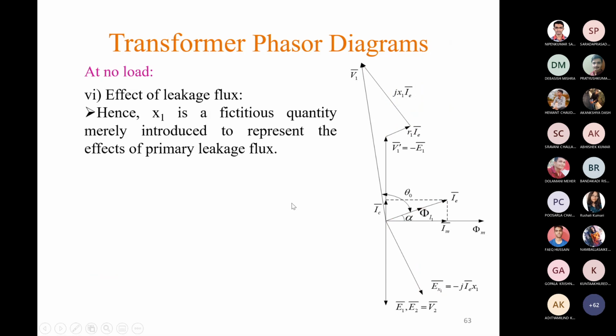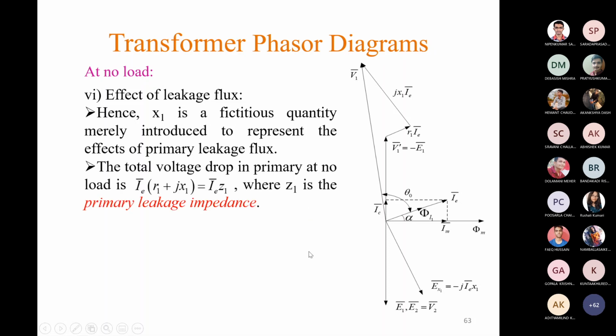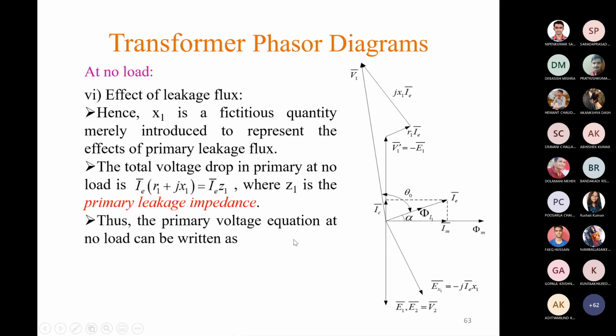Hence X1 is a fictitious quantity, as I have already mentioned. So the total voltage drop in the primary at no load is IE into R1 plus jX1, which equals IEZ1, where Z1 is called the primary leakage impedance. Therefore, the primary voltage equation at no load can be written like this: V1 is equal to V1 dash plus IE into R1 plus jX1.